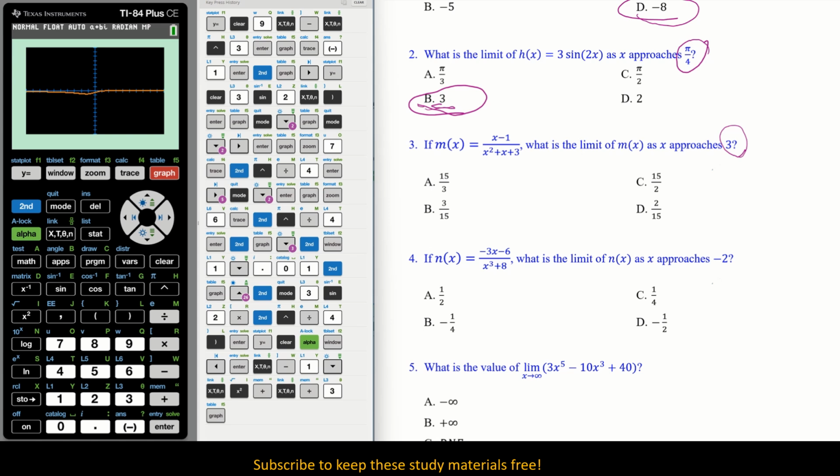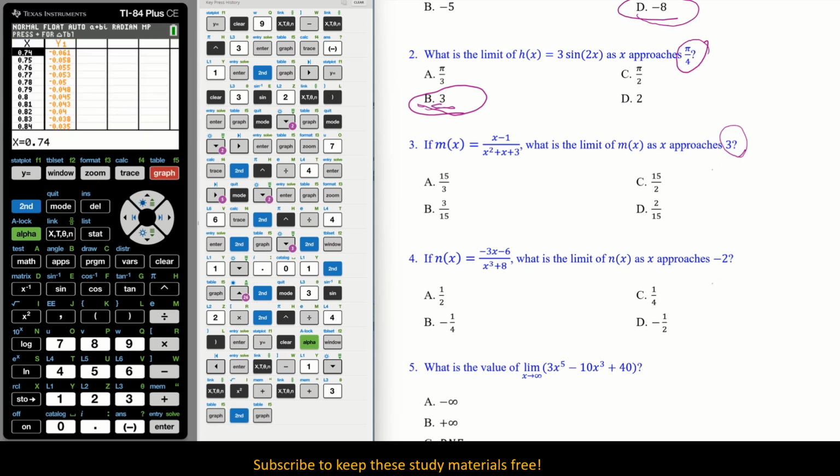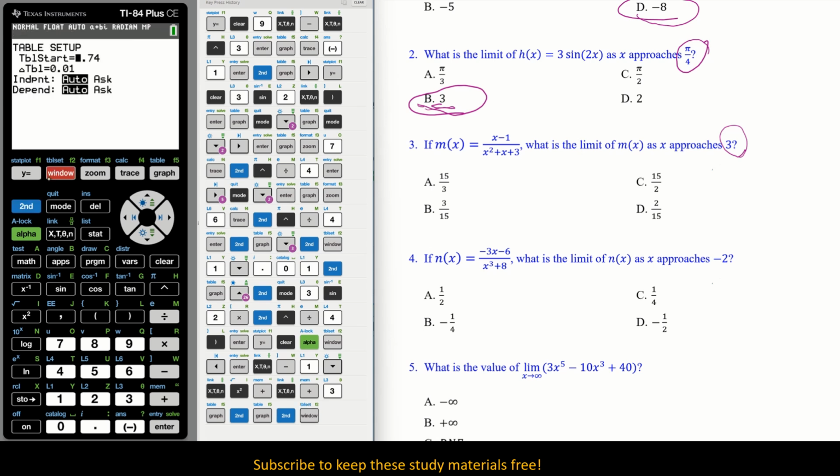Okay, that is the correct graph. It looks unusual, but it is accurate. What I want to do is second graph to get the table. Oh, we need to reset our table set. So go second window. See where it says the blue table set up there? That reminds you what you need to push. Okay, what do we need to do here?